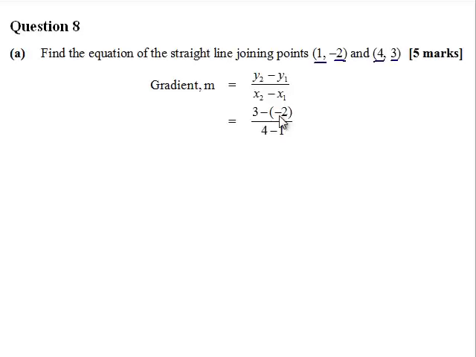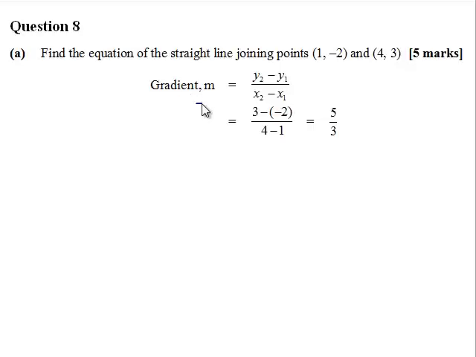Also notice we've got minus a negative number here, which is why I've put it in brackets. 3 minus minus 2 is the same as 3 plus 2, so that's 5, and 4 minus 1 is 3, so that means we get 5 over 3 for the gradient.